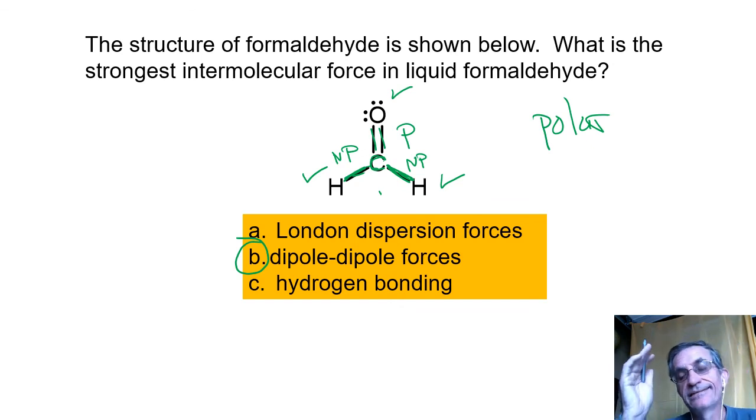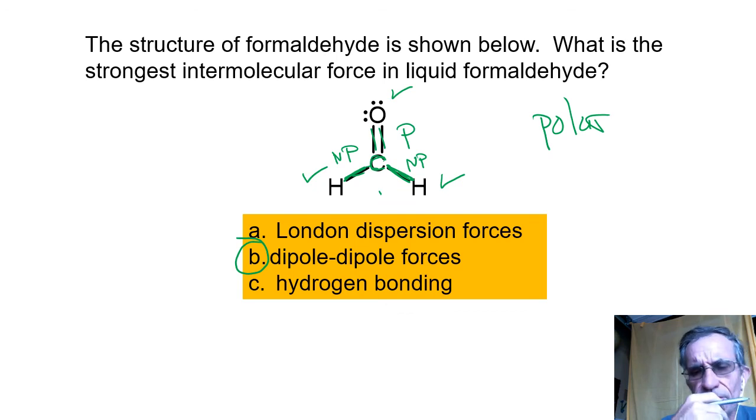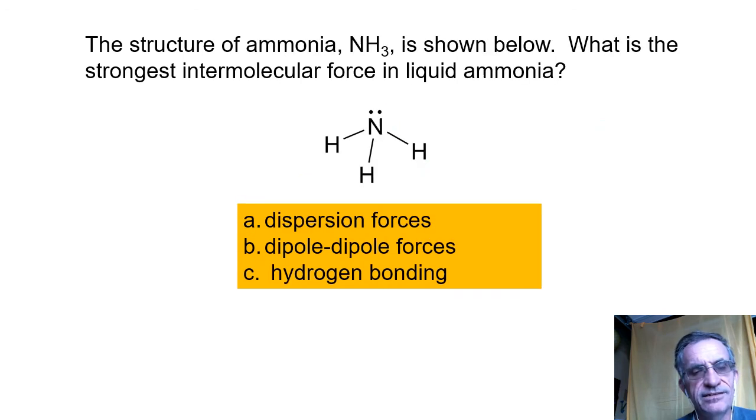All right. So with that, let's try one more. Let me give you one more to think about. Let me flip over. All right. This one, I don't know, it may not help you much at all. Let's see if you can figure it out. All right. The structure of ammonia is below. What's the strongest kind of intermolecular force?